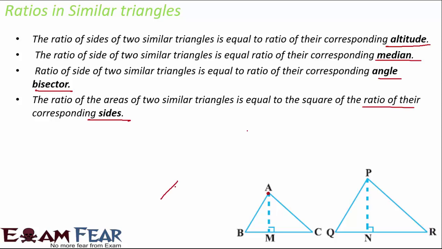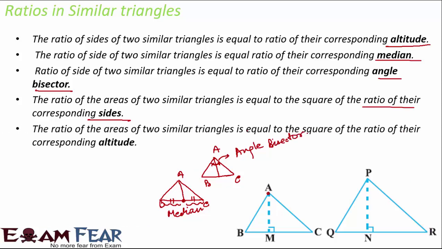But if we are talking about median, then it has to be something like this. Let's say this is triangle ABC. It doesn't matter whether it is perpendicular or not, but it divides BC into two equal halves. So that's median. If we are talking about angle bisector in a triangle ABC, that means the line would bisect this angle into two equal halves. So angle BAD will be equal to angle CAD. So that's angle bisector. The ratio of areas of two similar triangles is also equal to the square of the ratio of their corresponding altitudes.